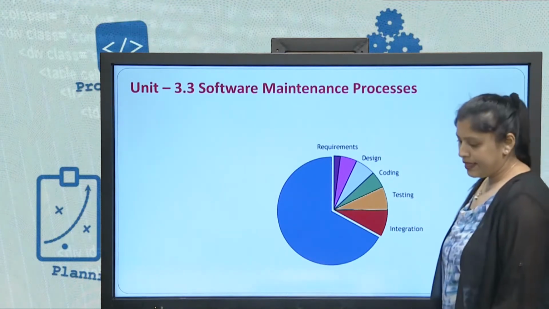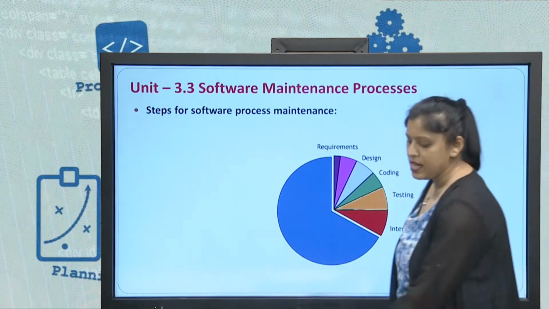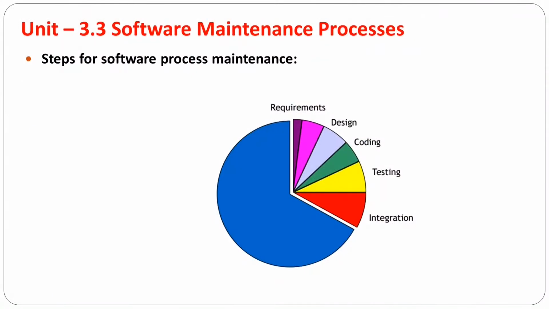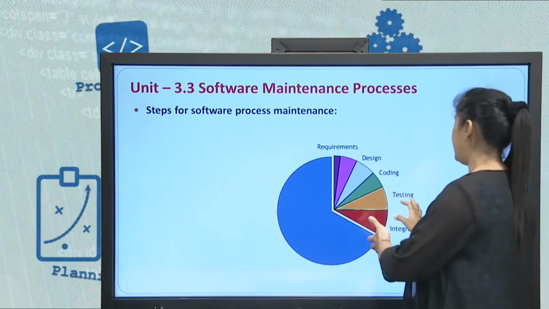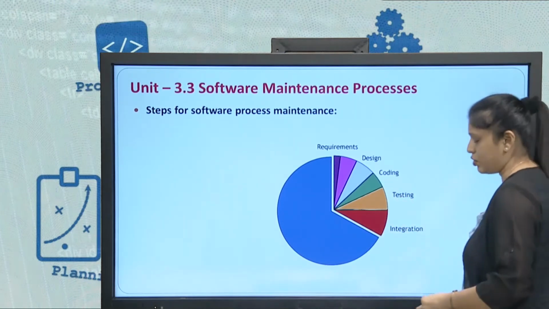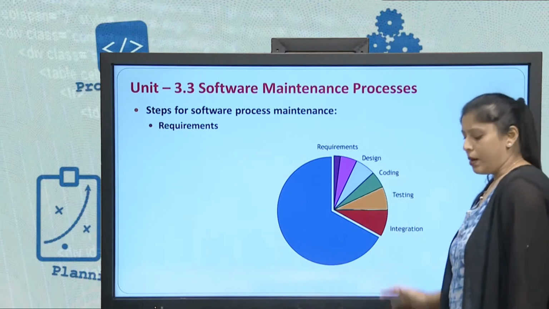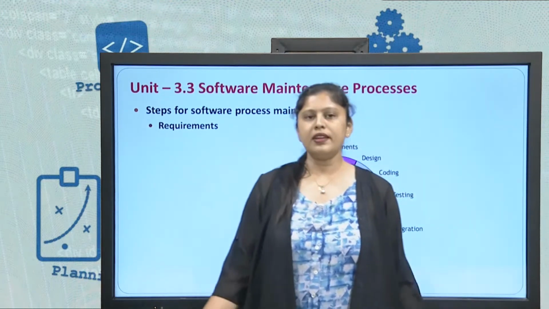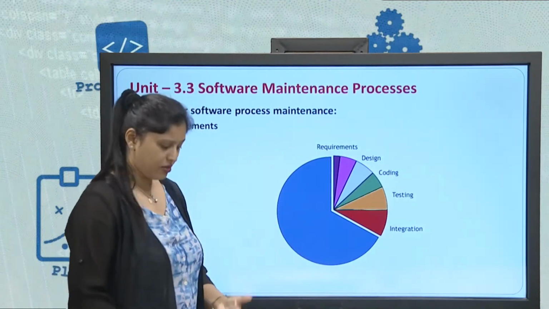Now there are phases, steps for the software maintenance process. Before we move to this, there are basically 4 different steps. Requirements, design and coding are sometimes included in one, that is implementation. Then testing is there and integration is there. Let us see these steps. First is requirements. This is nothing but the requirement analysis that you do from your customers, the customer requirements that you gather.